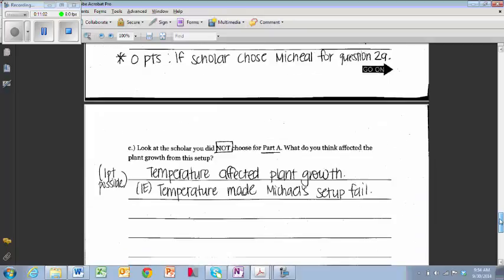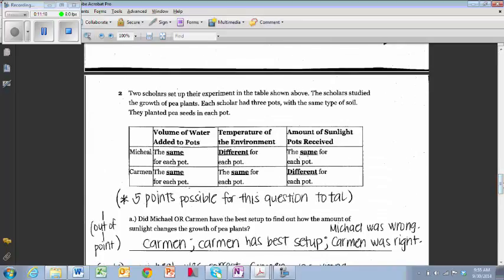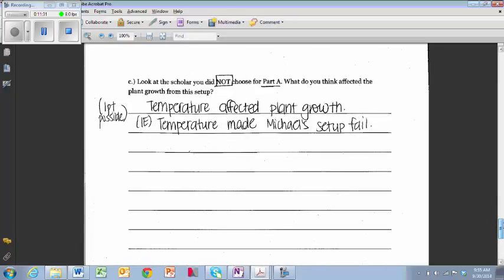And then for part C, look at the scholar you did not choose for part A. So the correct answer would be Michael. And so what do you think affected the plant growth for this setup? And if you notice up here, because he made different the temperature is what was affecting those plants, not the amount of sunlight, which is what the question is asking about. So down here, you'll notice a great response would just be that for Michael's pots, temperature affected the plant growth, or something like temperature made Michael's setup fail, and they get 1 point for that.